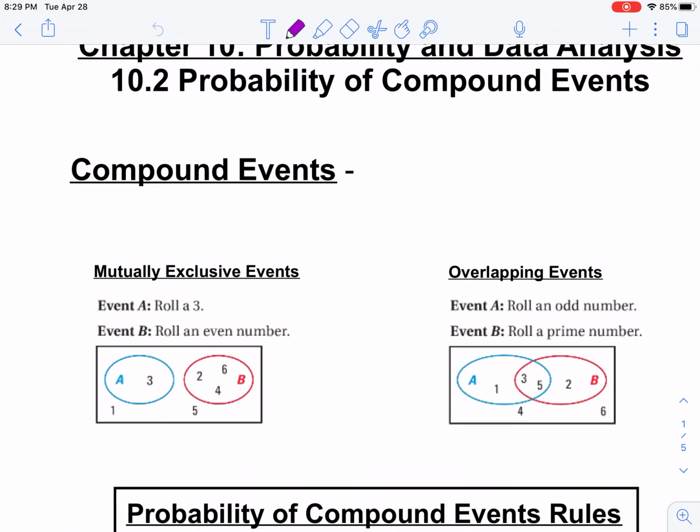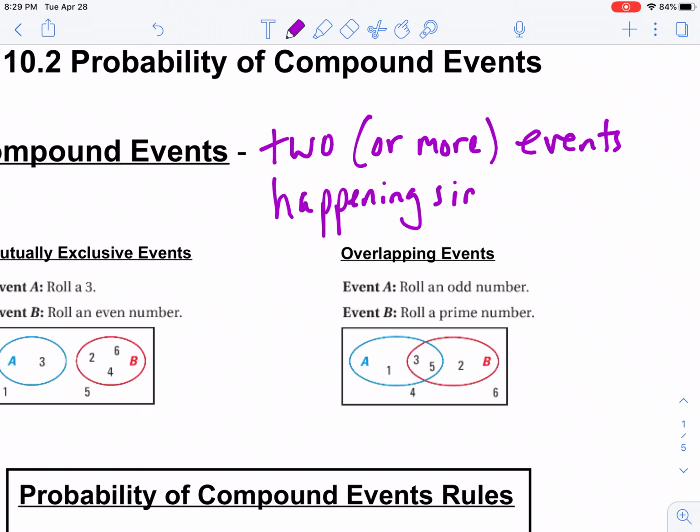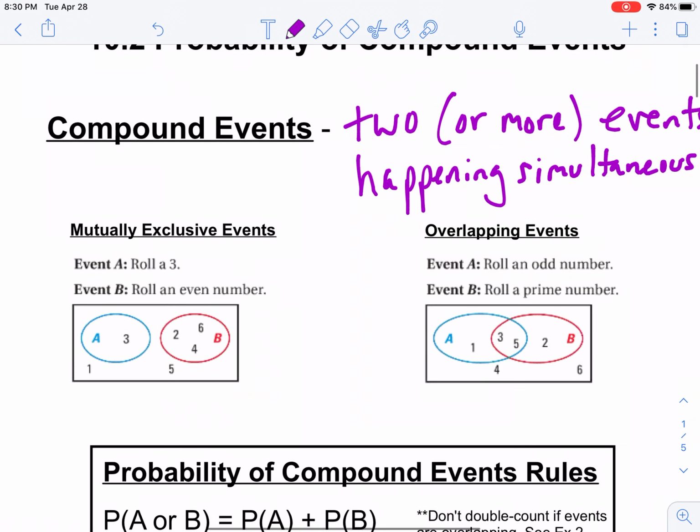Compound events are two or more events happening simultaneously. In this class, for all the examples we do, it's usually going to be two events happening simultaneously. It could be 3, 4, 5, 6, or whatever, but we'll usually focus on just two things happening. So you have two types of compound events.